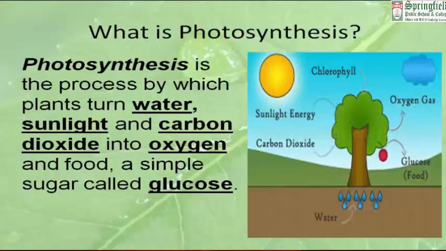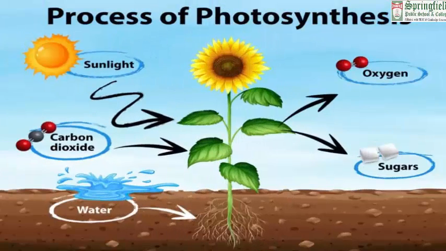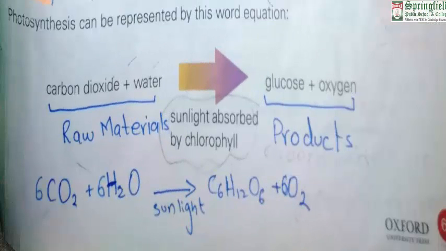Photosynthesis can be represented by this word equation, which is carbon dioxide plus water, incorporating sunlight, which is absorbed by chlorophyll, and it makes glucose and oxygen. What's being described here is that photosynthesis, which is a process of making food by the plants, is not just a chemical reaction, it is a series of chemical reactions. The raw materials, the things that are required for the reaction to happen, are the carbon dioxide and the water.